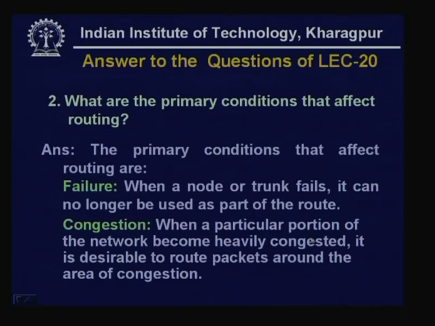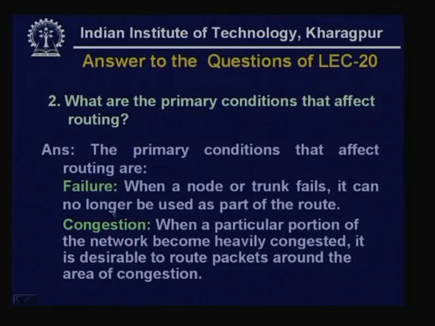Second question was, what are the primary conditions that affect routing? As we have seen, if there was no change, if everything was static, then static routing is good enough. However, there are two important factors that change. One is failure. Whenever a node or trunk fails, it can no longer be used as part of the route. So, we have to go for a dynamic algorithm.